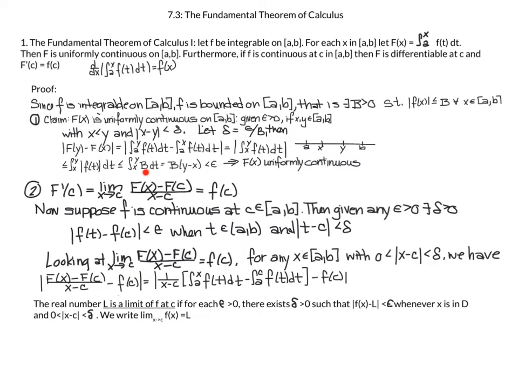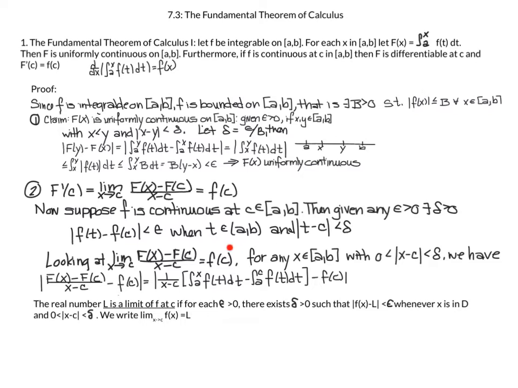Looking at what we want to prove, I've written this portion over here. We're looking at the limit as x approaches c of f of x minus f of c over x minus c. We want to prove that this limit is equal to f of c. So using this definition of a limit, L is a limit of f at c if for each epsilon greater than 0 there exists a delta greater than 0 such that the difference between f of x and the limit is less than epsilon. In other words, it can be made arbitrarily small whenever x is in D, and the difference between x and c is less than delta.